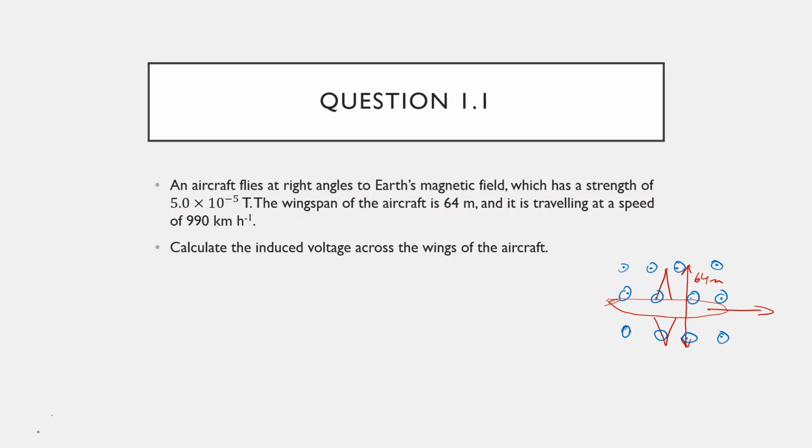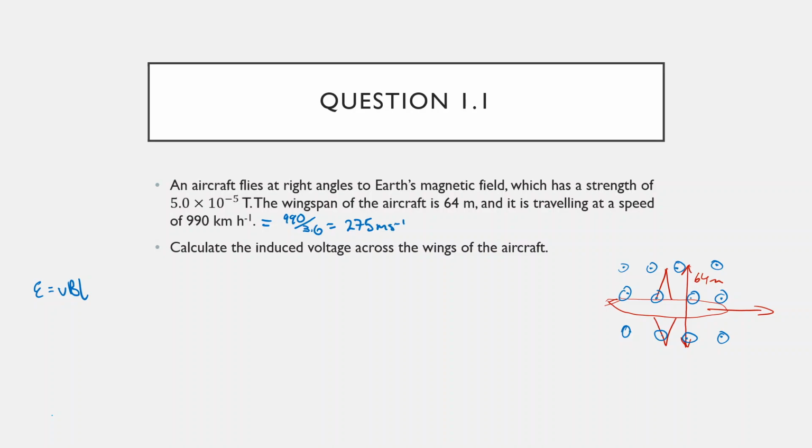So, just like in the previous question, if you drag a conductor, which in this case is the wings, through a magnetic field at right angles at some velocity, you will induce an EMF of size VBL, where V is the velocity, B is the magnetic field strength, and L is the length of this conductor. In this case, the speed that we're dragging this conductor through is basically the speed of the aircraft. Okay, and we can work it out in meters per second by dividing it by 3.6, end up with 275 meters per second.